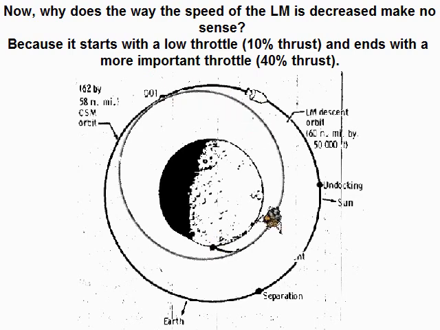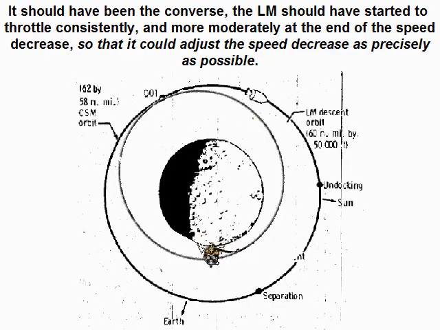Now, why does the way the speed of the LM is decreased make no sense? Because it starts with a low throttle, 10% thrust, and ends with a more important throttle, 40% thrust. It should have been the converse. The LM should have started to throttle consistently and more moderately at the end of the speed decrease, so that it could adjust the speed decrease as precisely as possible.